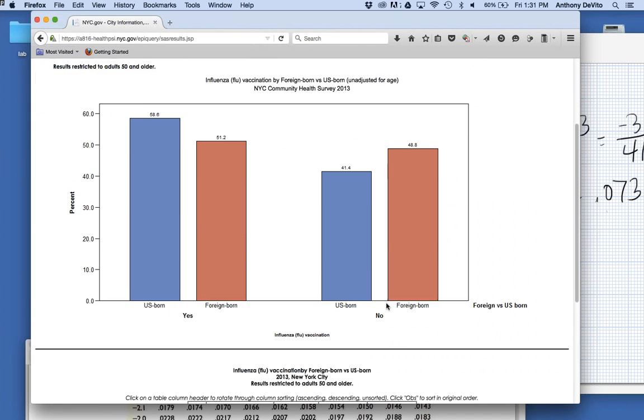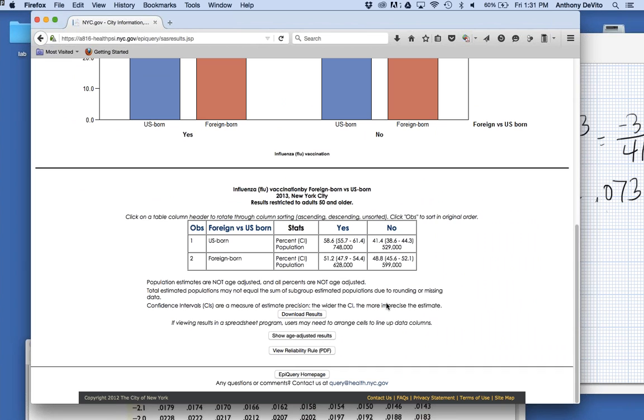Let's see what our results look like. Well, okay, we get a bar graph again. Let's take a look at our numbers here. 58% of the US born population in New York got an influenza vaccine, but only 51% of the foreign-born population got an influenza vaccine. Well, that's very interesting, isn't it? There is a difference between these two.